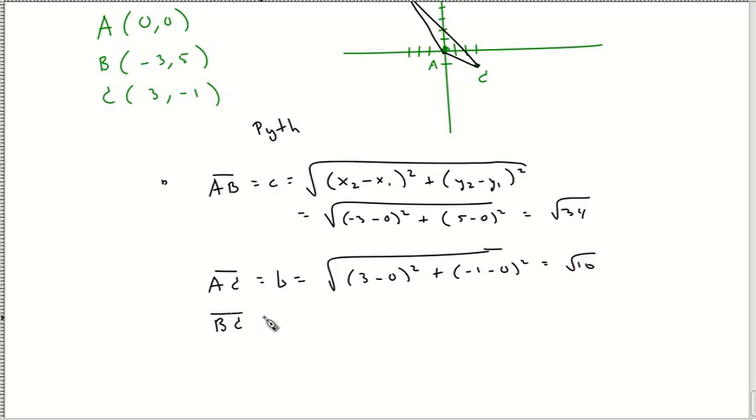BC is my little a. And so these are going to be a little different now. So I've got 3 minus a negative 3 squared. So that's going to be like plus, 2 negatives make a positive. And then I got negative 1 minus 5 and then square it. So when you actually do the math, it's square root 72.